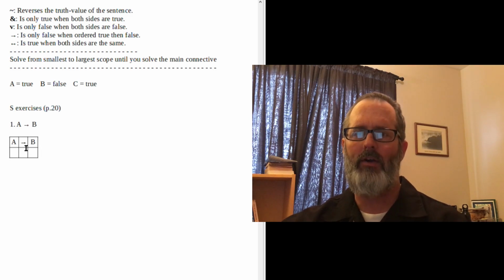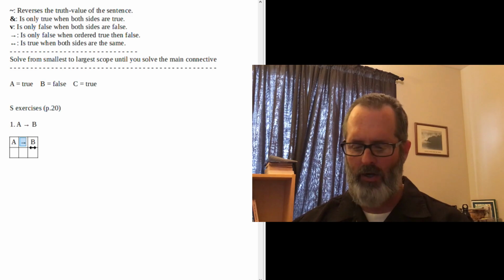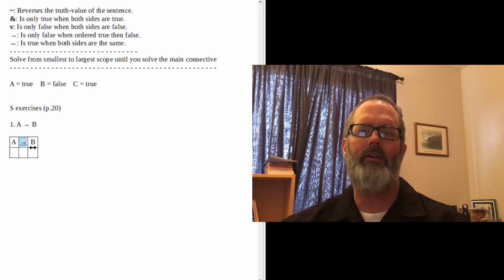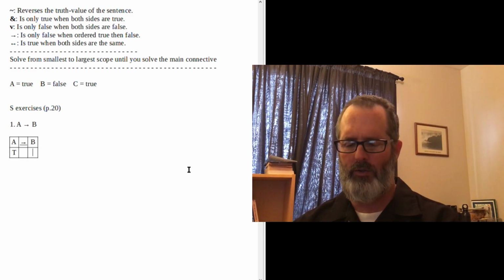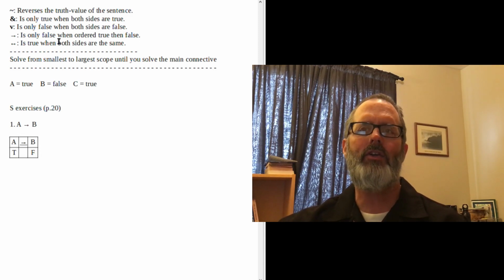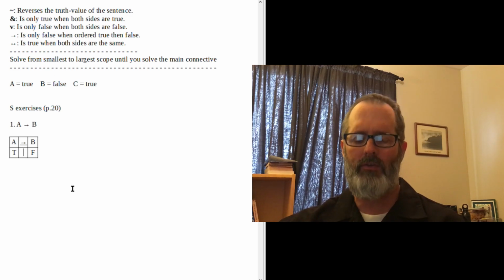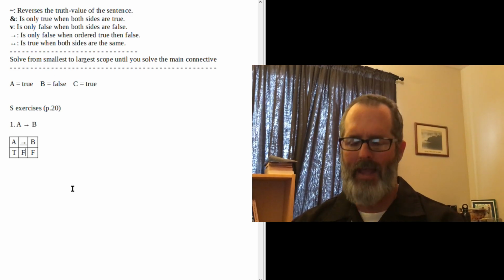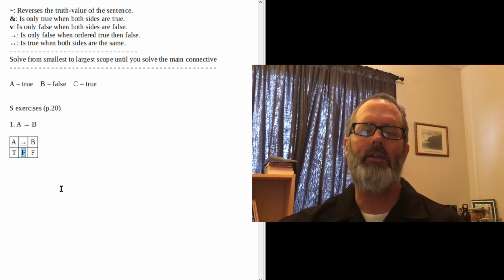Here, obviously, is our main connective. I would draw a star over it if I was you. I'm going to underline it because that's the best I can do on the screen. We solve from smallest to largest scope. This is probably becoming easier for you now. According to our dictionary, A is true, B is false. We are solving this in terms of a conditional. What are the rules for a conditional? A conditional is only false when ordered true then false. So this case is false. That is my main connective. I would circle it. I'll bold it for this case. Easy. Let's go to the next case.